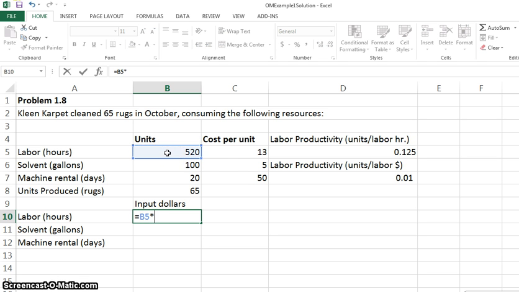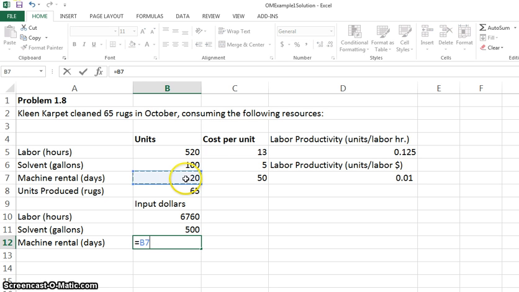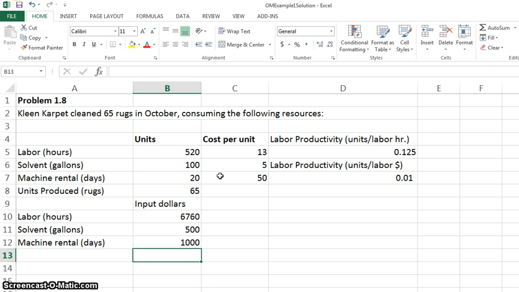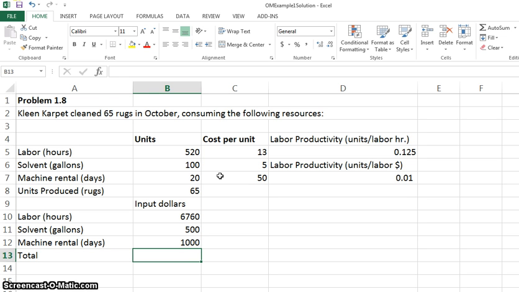The input dollars for labor is the hours of labor used times the cost per unit of labor. The input dollars for the solvent is the gallons used times the cost per unit. And the input dollars for the machine roll are the days used times the cost per day. We can total these to get the total input dollars.